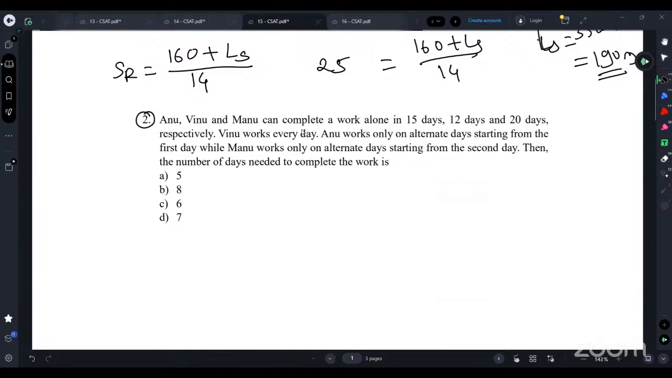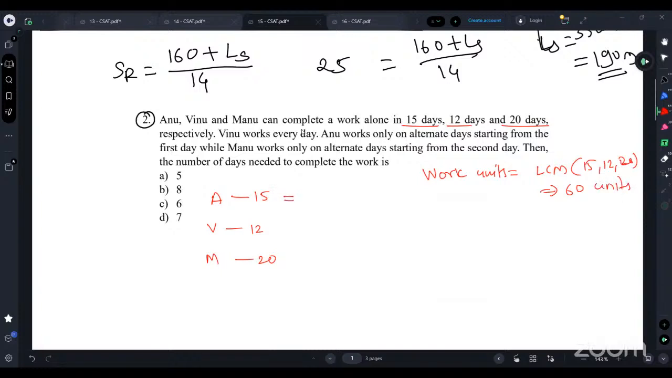Second question from this. Anu, Vinu, and Manu can complete a work alone in 15 days, 12 days, and 20 days. So let's say these are three persons, Anu, Vinu, and Manu. They are able to complete the work in 15 days, 12 days, and 20 days individually, right? So for such questions from time and work, you calculate the work volume. So work units we will calculate first. We will take the LCM of all these individual days, 15, 12, and 20. The LCM is 60, right? So let's consider 60 units is the total work.